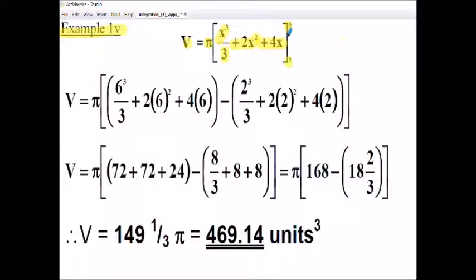All we're going to do now is put those upper and lower limits into our bracket. So keeping the pi outside, put the upper limit in wherever I get an x. I put a 6 for my upper limit. We always take away the lower limit. Now wherever I get an x, I put a 2 for my lower limit, and I simply evaluate the function. I'll let you look at the arithmetic here. So we find that V is equal to 149 and a third pi, or 469.14 units cubed.